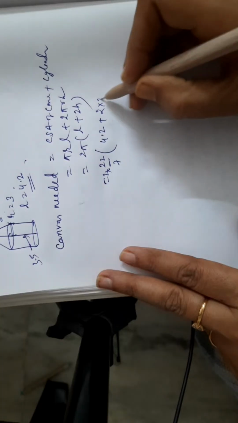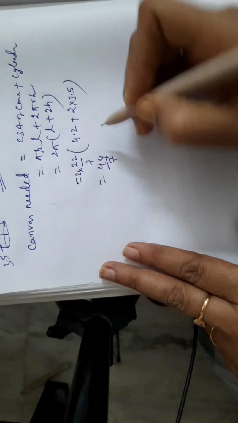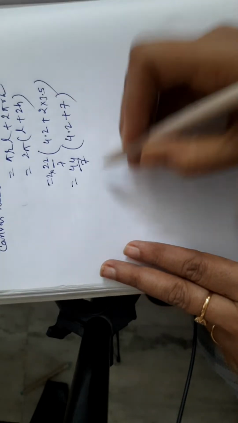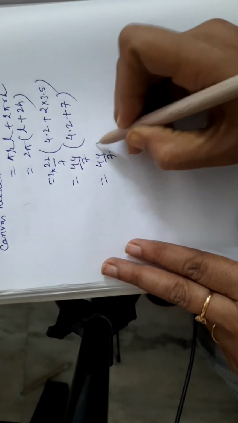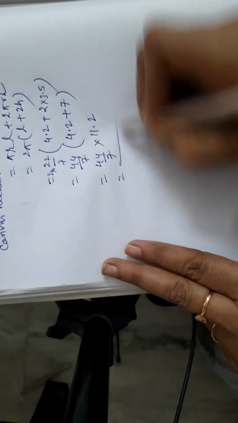2 multiplied by 3.5. So 44 divided by 7, 4.2 plus 7. So 44 by 7 multiplied by 11/2. Now the calculation can be completed by you.